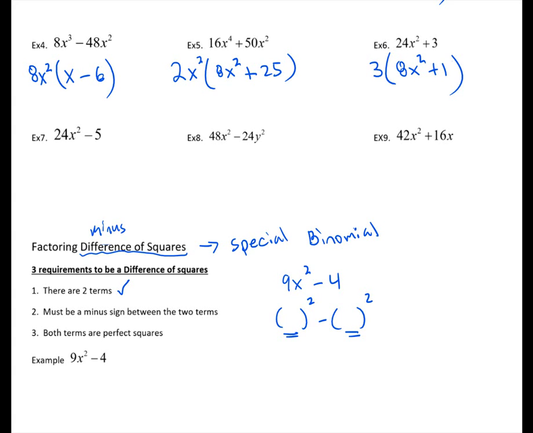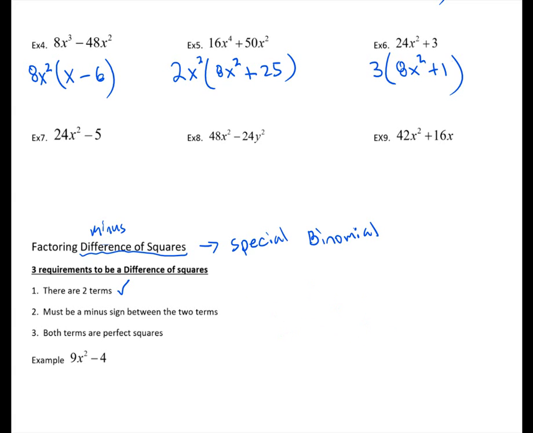So what squared gives you 9x squared? 3x. What squared gives you 4? 2. So we can find terms that we can square to get the 9x squared and the 4. So that's why the 9x squared minus 4 is a difference of squares. If you can make the problem fit this pattern here, that means it's a difference of squares. I'll give you another example of a difference of squares.